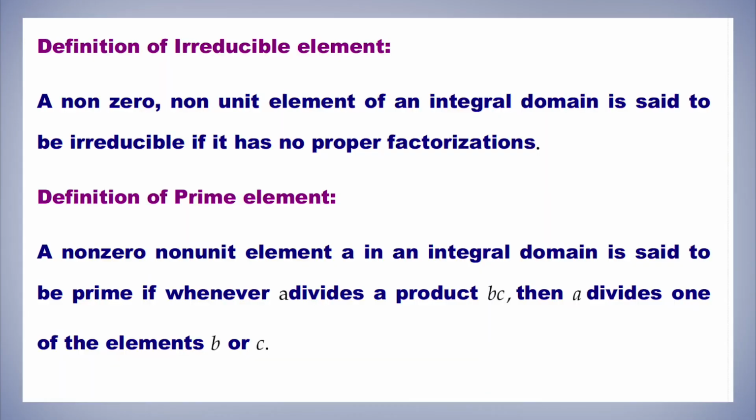The upcoming definitions will describe irreducible element and prime element. Let us see those definitions. Definition of irreducible element: a non-zero, non-unit element of an integral domain is said to be irreducible if it has no proper factorizations. Definition of a prime element: a non-zero, non-unit element A in an integral domain is said to be prime if whenever A divides a product BC, then A divides one of the elements B or C.